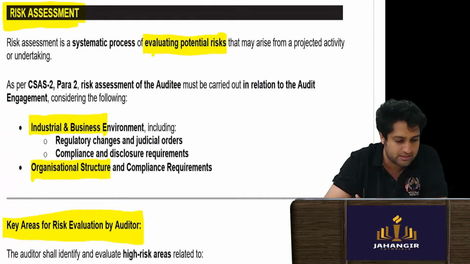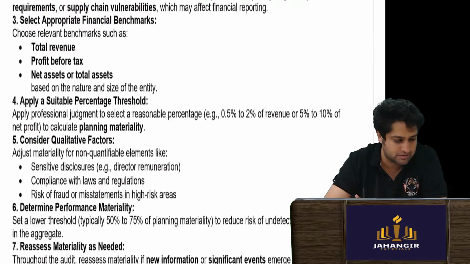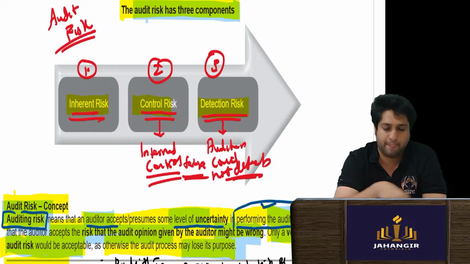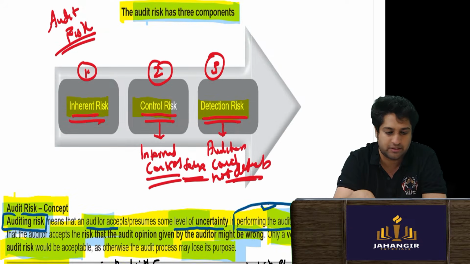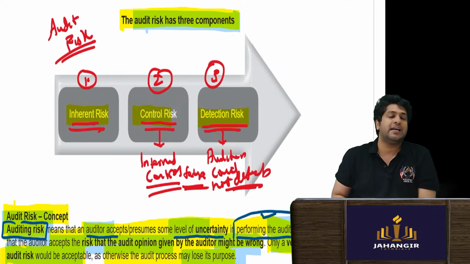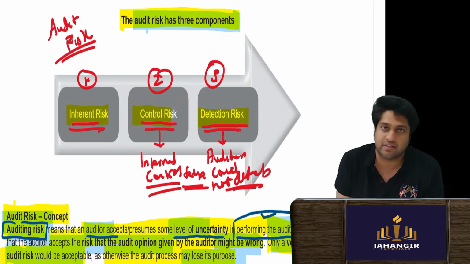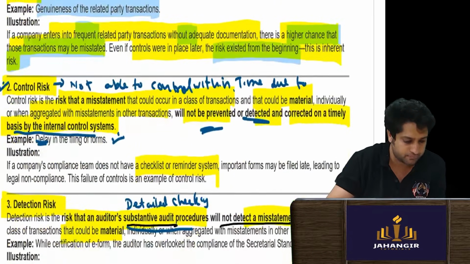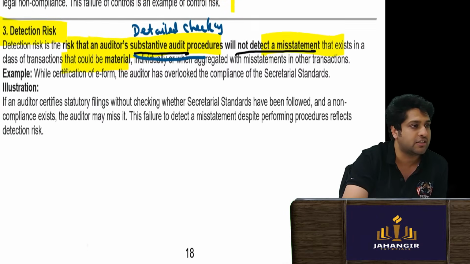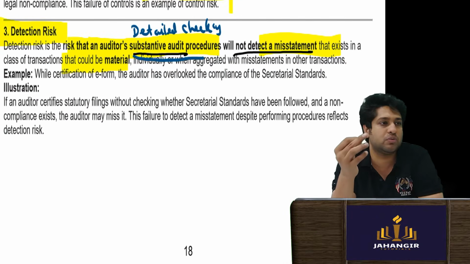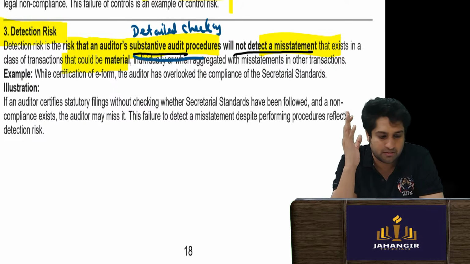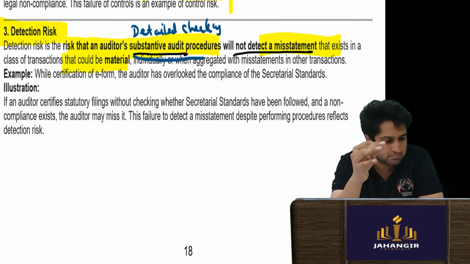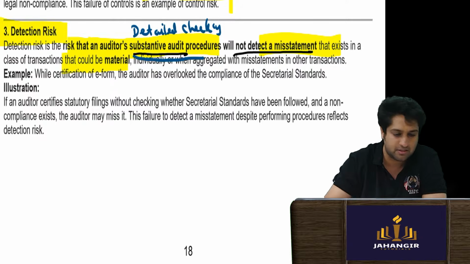Then comes risk assessment. Depending on the business, the risk is determined. Now, three kinds of risk are there. Audit risk could be three. One is detection risk, that the auditor could not detect the error. That is his problem, his mistake. So what is audit detection risk? Detection risk is the risk that a substantive audit procedure did not detect a misstatement. So in spite of detailed checking, it is always possible that we might miss a material aspect.